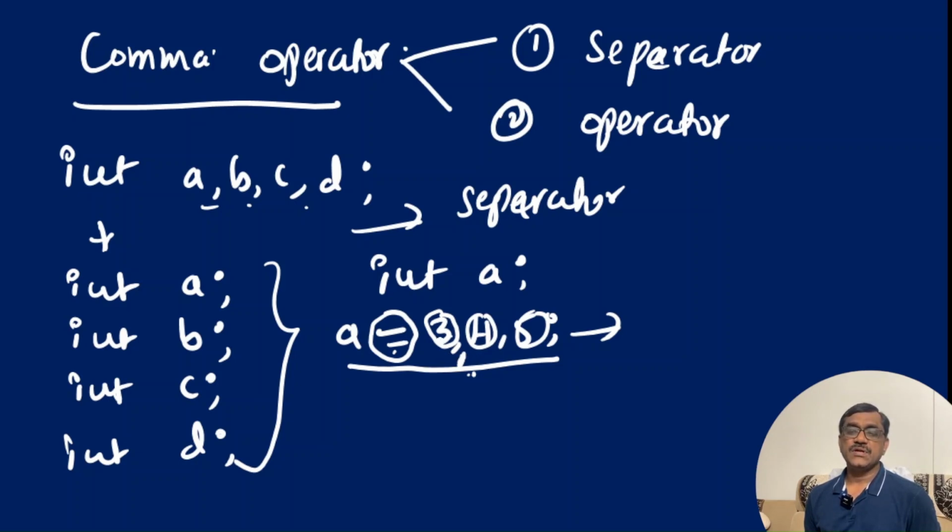Now, in this case, what happened? First, the assignment operator is performed. 3 is assigned to a. Now, what is the a value? 3. After that, it moves to 4 and 5, but 4 and 5 are not stored in a. They are simply rejected. So finally, a stores the value 3. If you print a, we are going to get 3. This is the concept of the comma operator. We will see more examples like this.